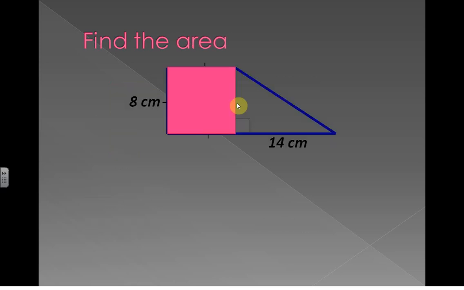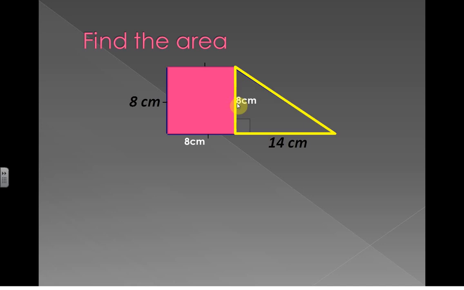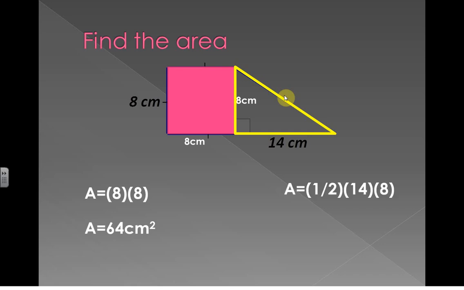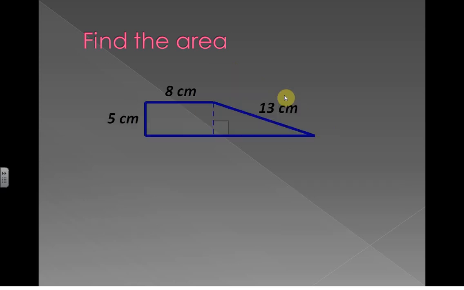To find the area of this shape, we're going to again label the congruent pieces, and I have a square and I have a triangle. Because it's a square, I know that this is also 8 because all 4 sides will be the same. And now I can do 8 times 8 for the pink square, and I can do 1/2 base times height for the yellow highlighted triangle and add them together. So you're just using shapes you know and adding them up.